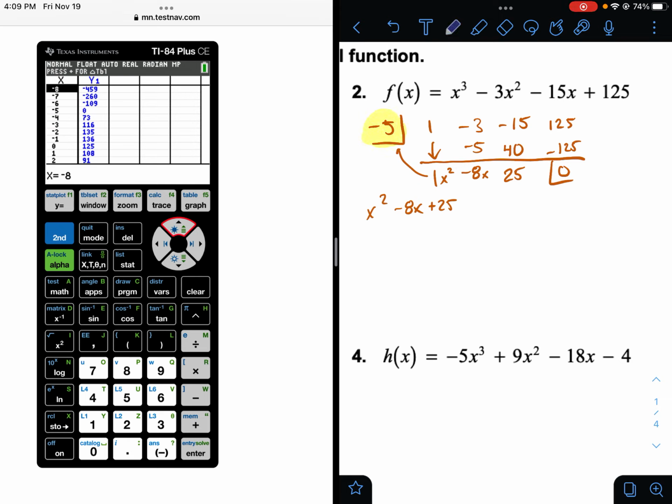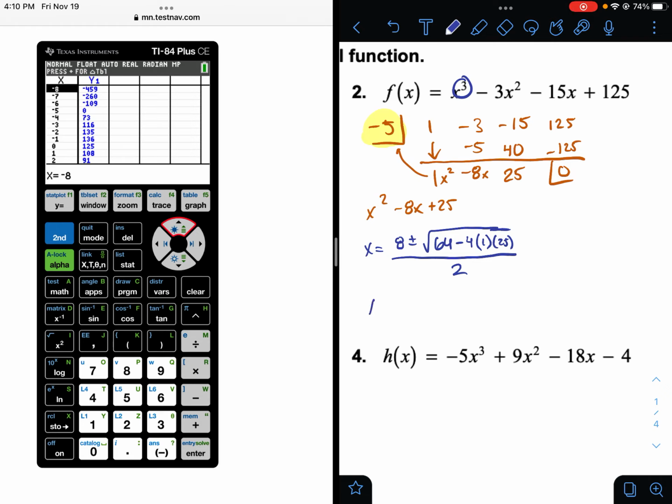I have one of my solutions there, -5. I need 2 more because that's what the exponent tells me. And so the other 2 are going to be found using the quadratic formula. So the quadratic formula is x equals -b plus or minus the square root of b squared, which is 64, minus 4 times a times c, which is 25, all over 2 times a, which is 2. We do our discriminant first: 64 minus 4 times 1 times 25. We're going to do that.